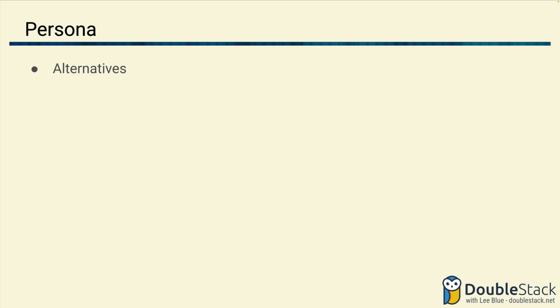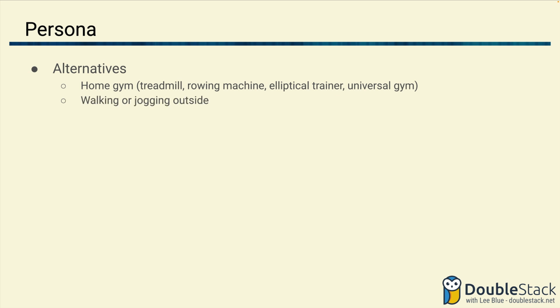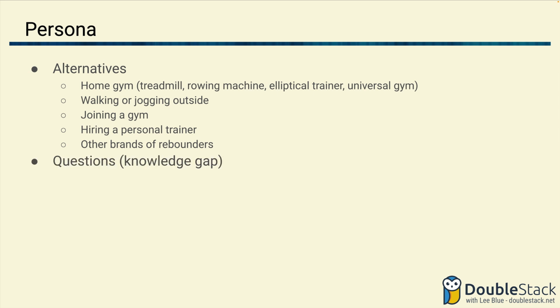Then we also have alternatives. For example, home gyms. Maybe instead of buying a Cellerciser, I'd get a treadmill or a rowing machine or elliptical trainer or a universal gym. Or maybe I'd try walking or jogging outside or joining a gym or whatever. And hiring a personal trainer, other brands of rebounders might be on my radar. There's a lot of different things. And then we have the questions.